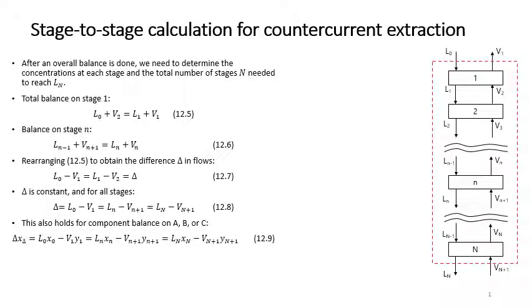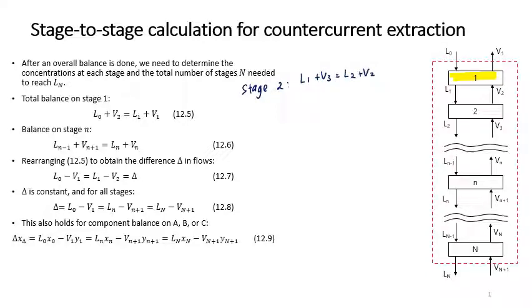Let's have a look at stage 1, total balance on stage 1, input equals output. So for stage 1 here, just look at stage 1 as the control volume. So input equals output. Input is L0 plus V2. Output equals L1 plus V1. Then if you repeat the same thing for stage 2, the input is L1 plus V3 equal to L2 plus V2.